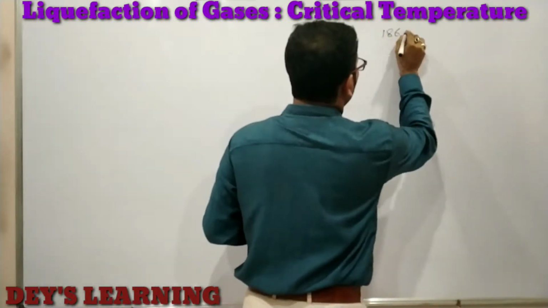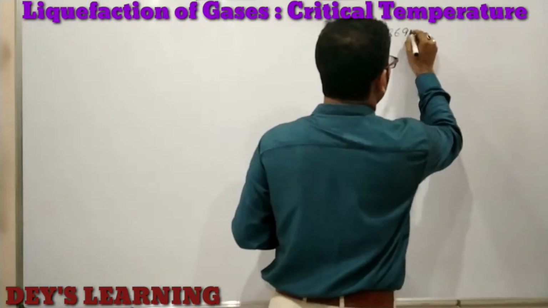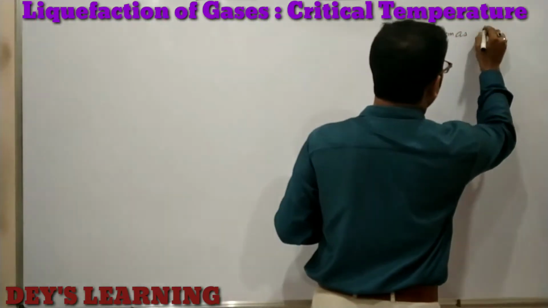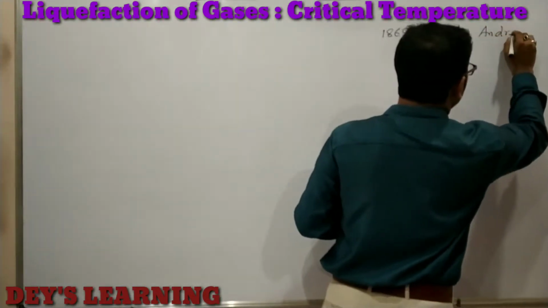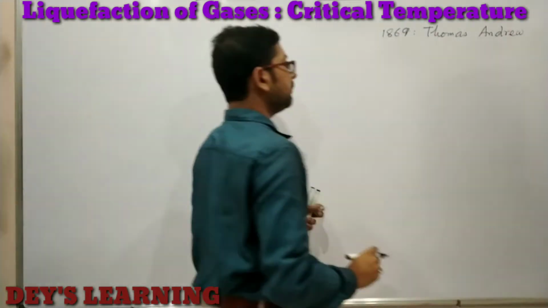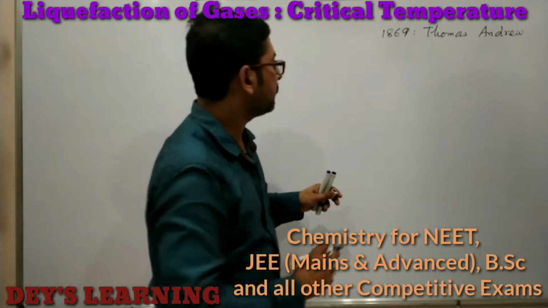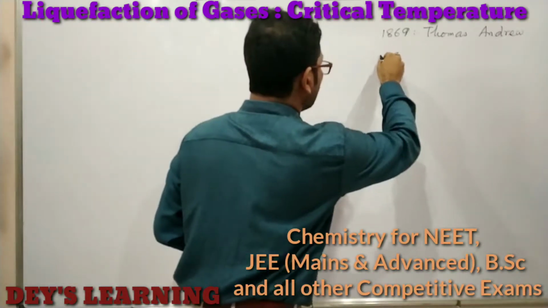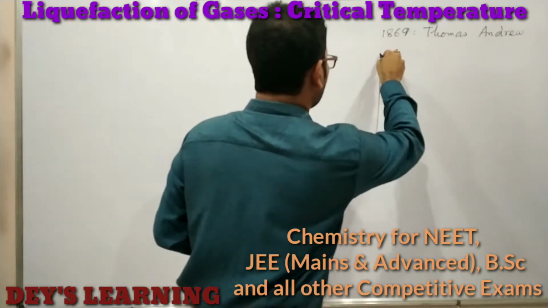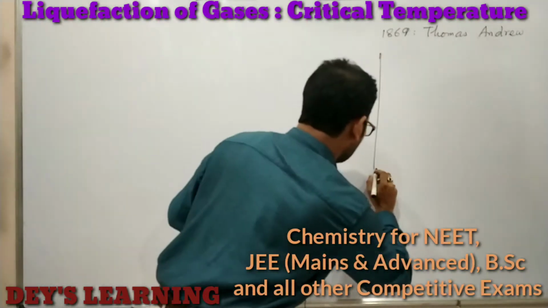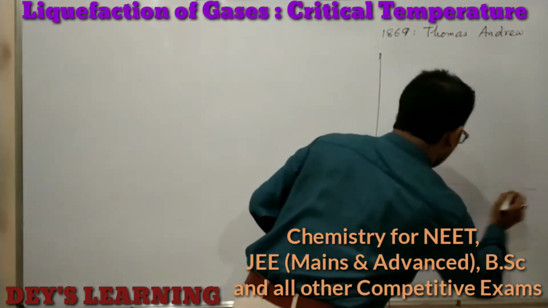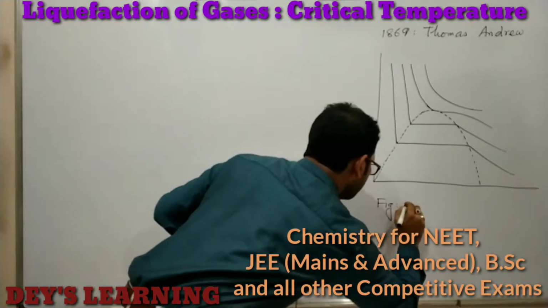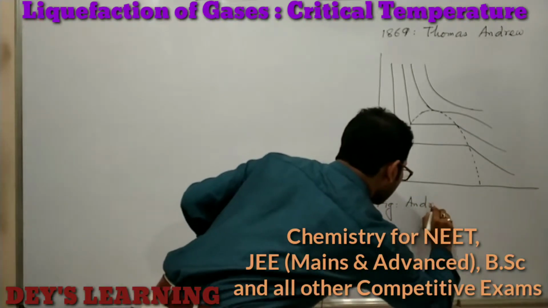1869, Thomas Andrews found isotherms, which is actually a graph of PV. This is known as isotherm. First of all, we draw the isotherm. The figure is actually the Andrews isotherm. This is Andrews isotherm.